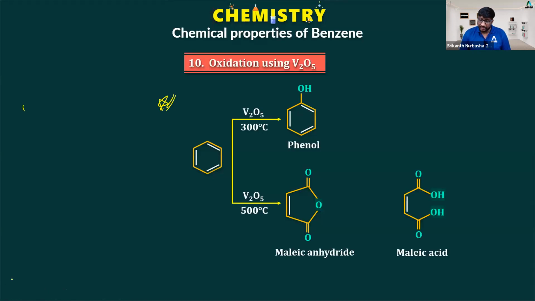Maleic acid is obtained, and from that loss of water happens. You will generate maleic anhydride. Only at high temperature is this reaction happening.